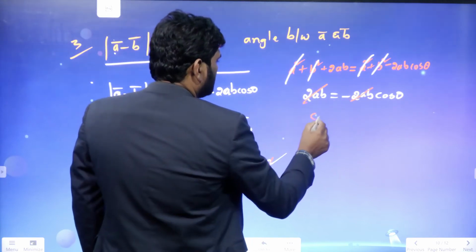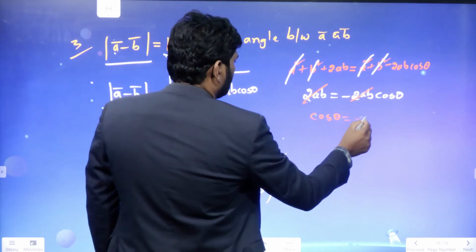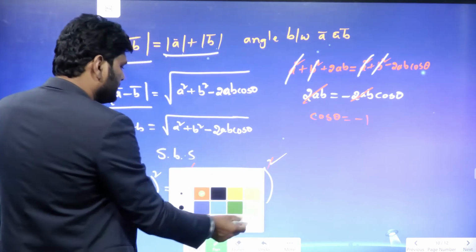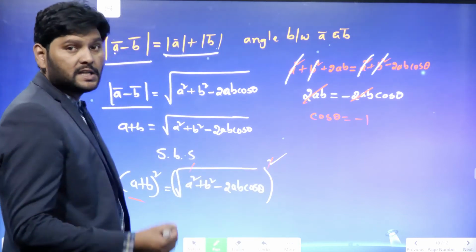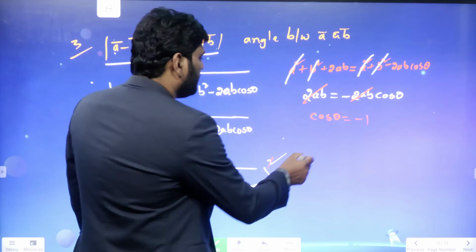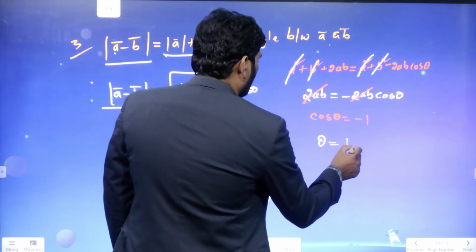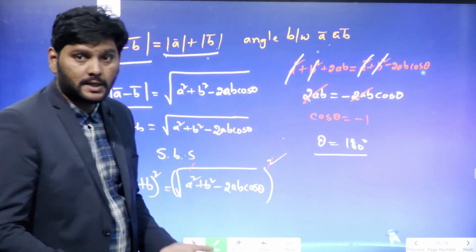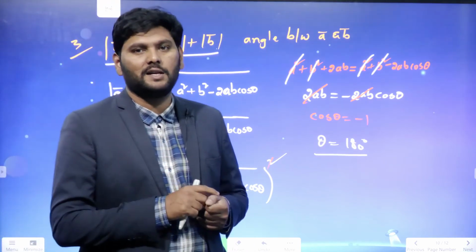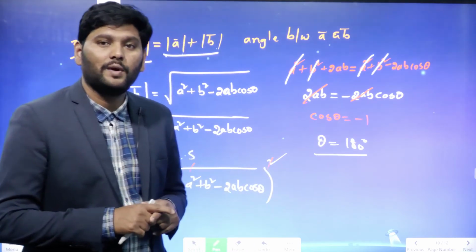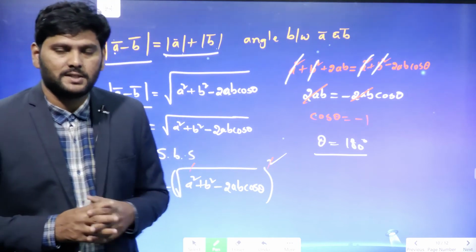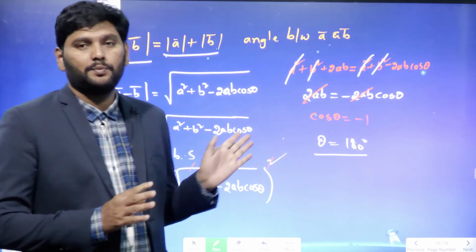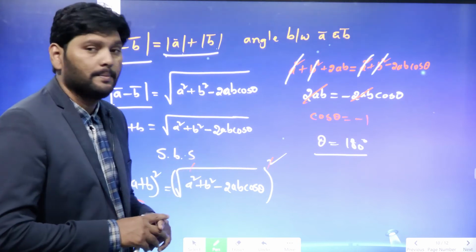2ab cancel. So cos theta is equal to minus 1. The cos function has the value minus 1 for an angle of 180 degrees. Since the angle between the vectors a and b is, what is the angle? 180 degrees. That is the answer. I hope you have understood this problem.